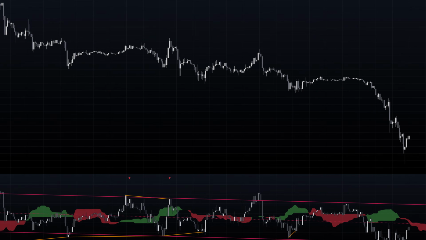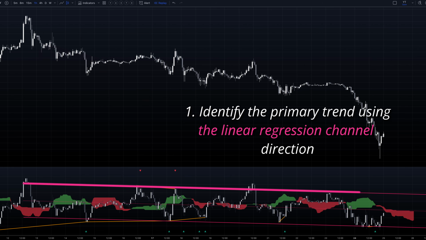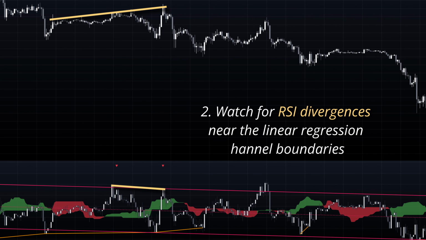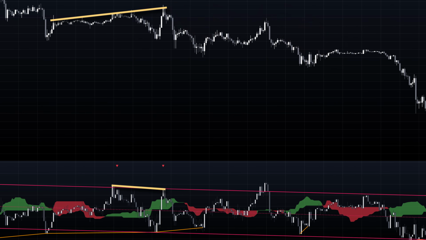For optimal trading results, consider the following approach. First, identify the primary trend using the linear regression channel direction. Watch for RSI divergences, particularly when they occur near the linear regression channel boundaries. These signals are strongest when the RSI candlesticks show clear rejection patterns at these levels.